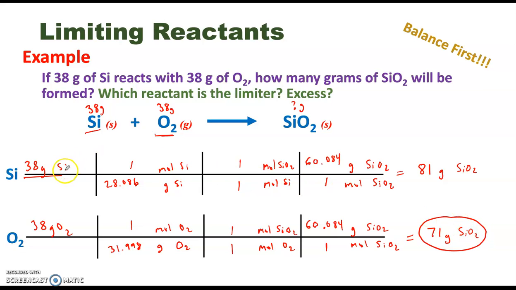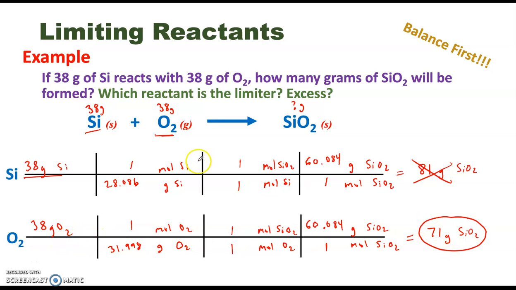So when I go back up to this assumption, when I say, okay, if I have 38 grams of silicon, it could produce 81 grams as long as I had an excess of O2, or plenty of it. But I don't have plenty of it. I only have enough oxygen to make 71 grams. So this doesn't exist. This is not my answer. Silicon cannot make 81 grams in this scenario because it only has enough oxygen to make 71 grams.